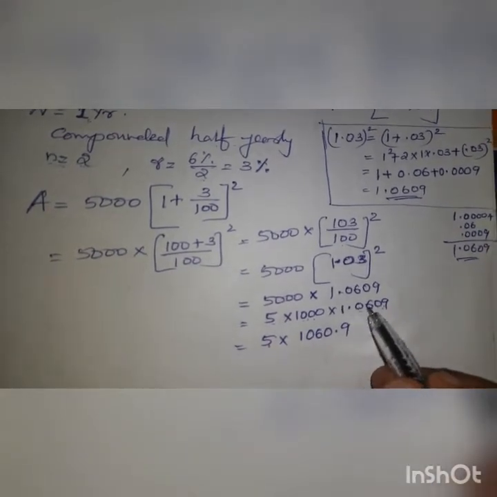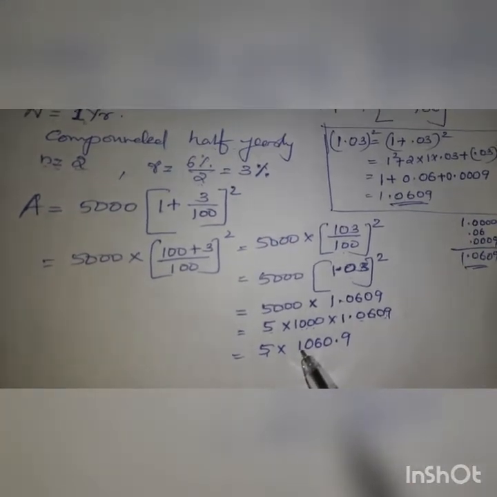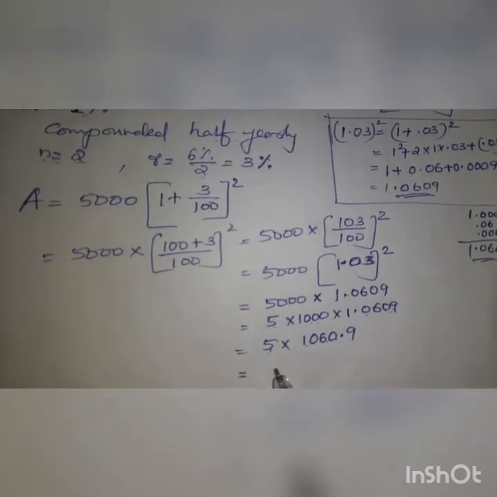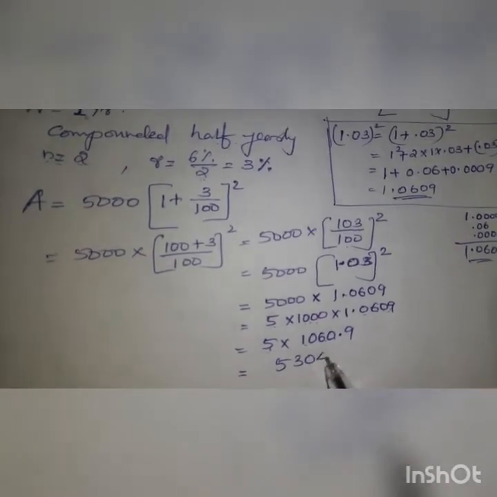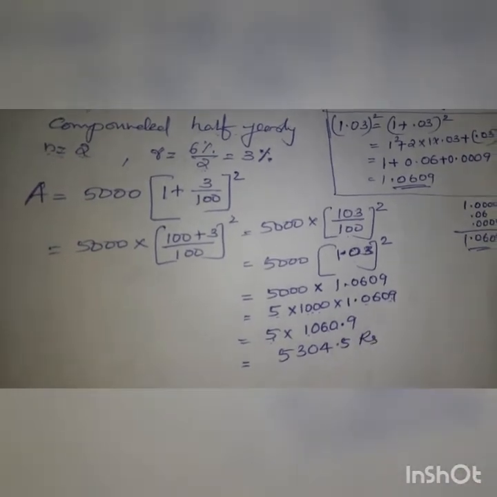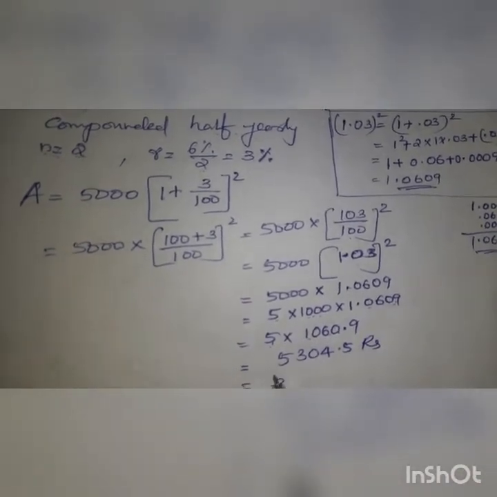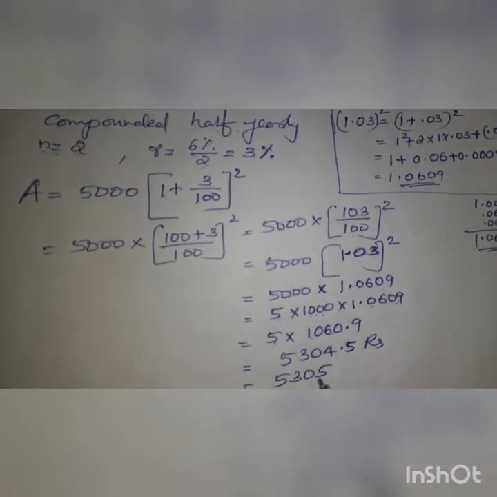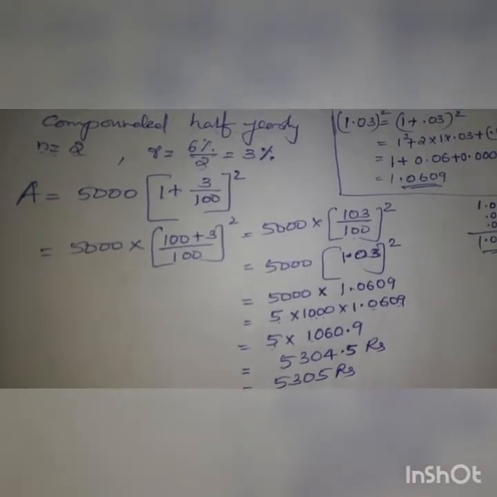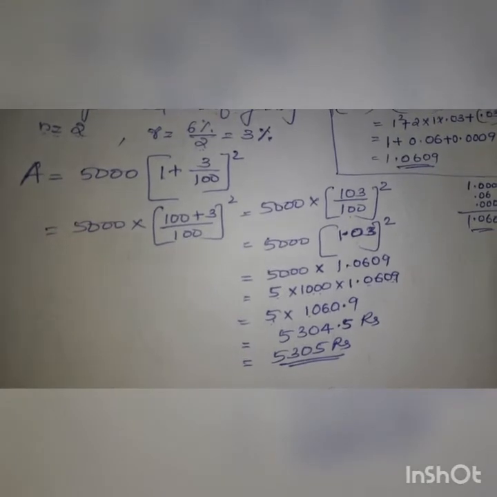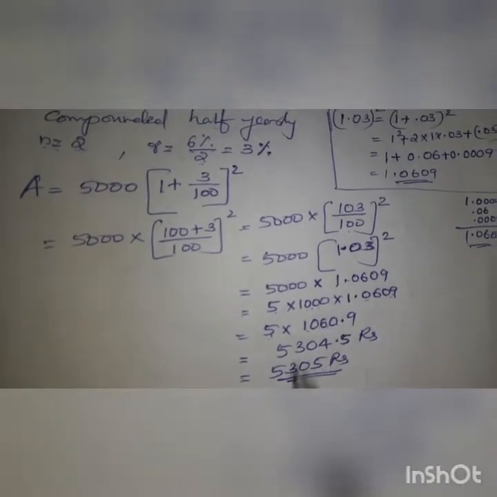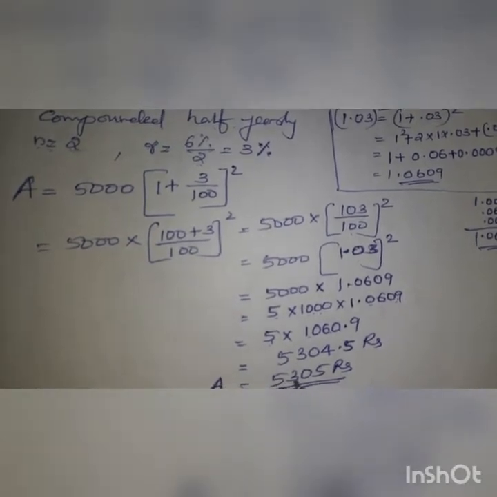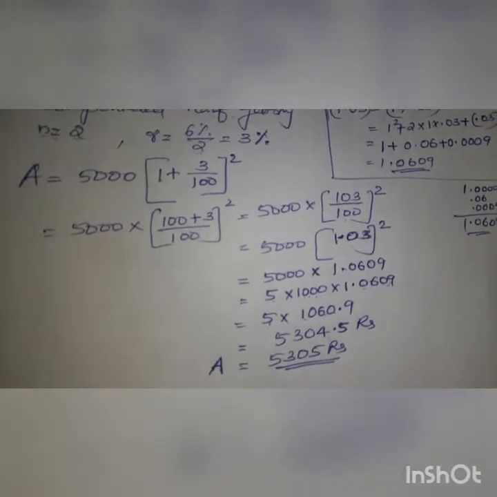So 1.0609 into 1,000 we can write as 1060.9. Then multiply it by 5. That answer we are getting as 5304.5 rupees. That you can round off, because it is 0.5, and at 0.5 or above you round up to the next whole number. So 5305 rupees is the amount Arun is getting after 1 year. The total amount after 1 year is 5305 rupees.